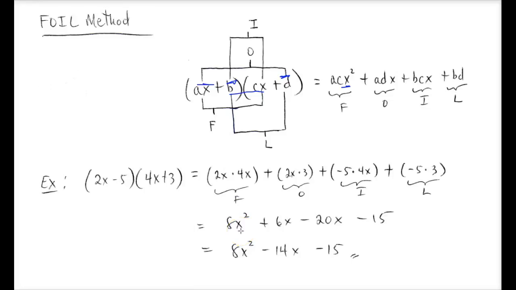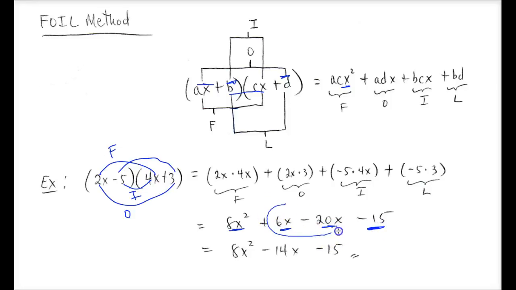Now, in the example below, you actually see this at work here. 2x times 4x is going to give me 8x squared, and that's the first. The outer, which is 2x times 3, which is a positive 6x. The inner, -5 times 4x, which is a negative 20x. And the last, which is -5 times a positive 3, which is a negative 15.